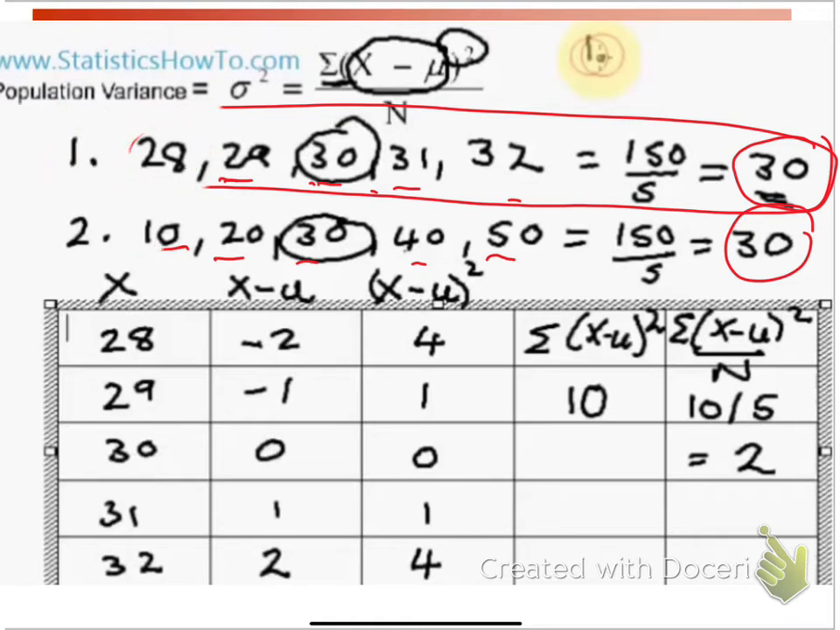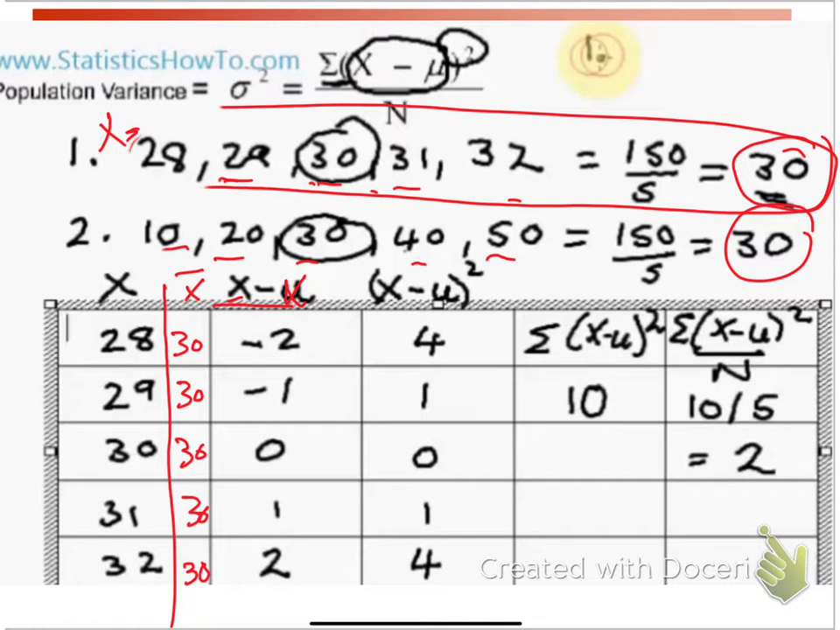So I'll take 28, put it here, 29, 30, 31, and 32. The first column is x, the values of x. The second column, as we said, is x bar. x bar is 30, so I put here 30, 30, 30, 30, and 30. The third column will be x minus x bar, or x minus mu.